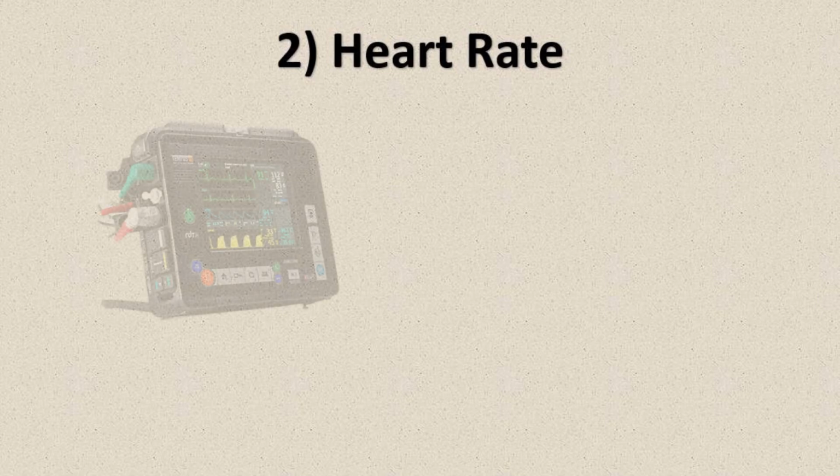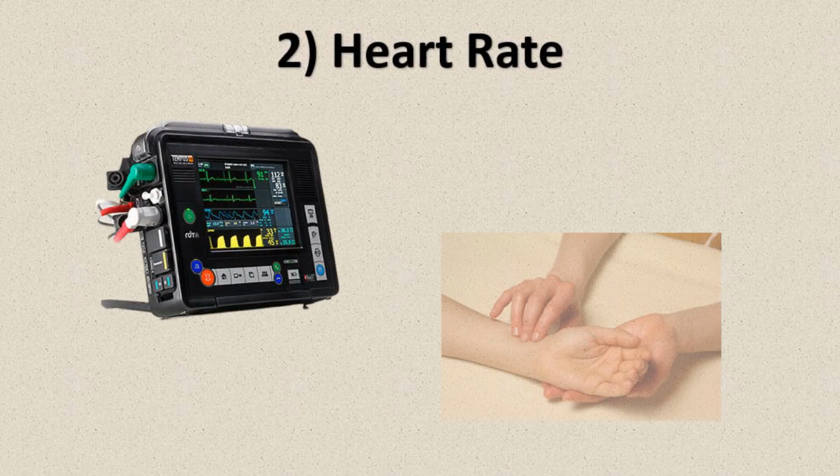For this, we will not only look at the monitor, but we will also feel for a radial pulse to confirm if the number displayed on our screen is in fact accurate. Remember that for some patients, such as those with atrial fibrillation, the heart rate shown on the monitor can be significantly different from what is felt radially or heard apically.